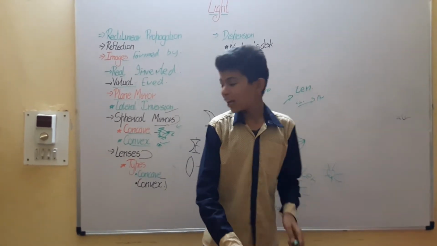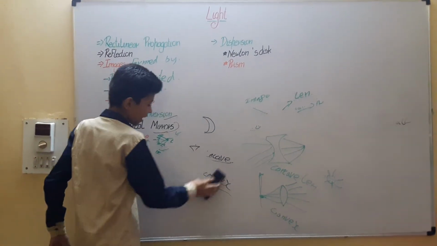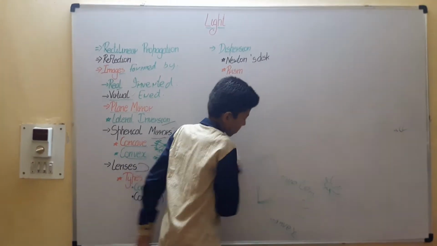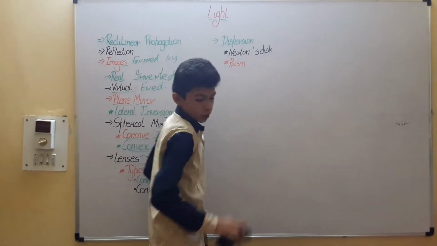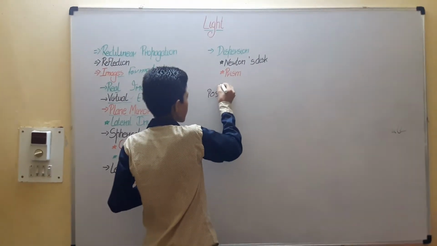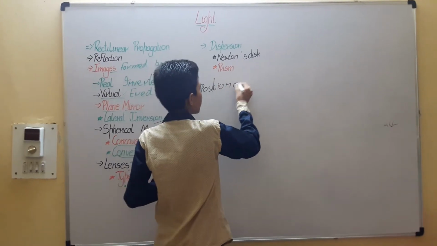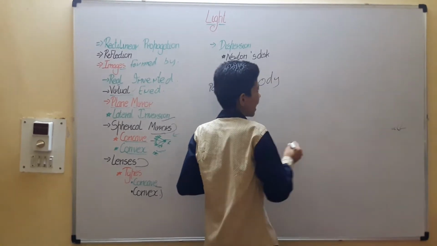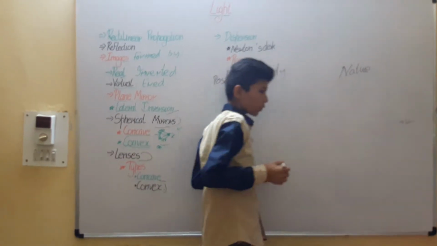So let's move to the characteristics of the image formed by the concave and the convex lenses. First, we have the position of the body, and here is the nature.